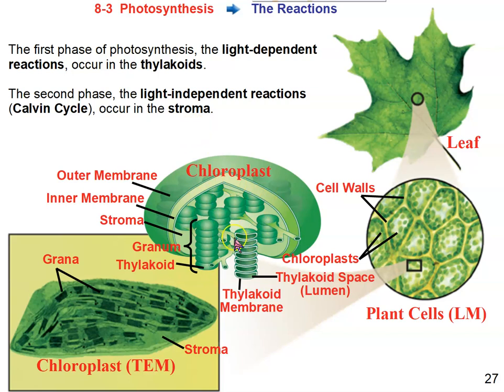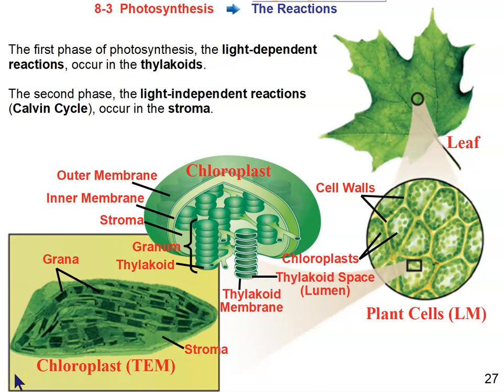So they occur in that fluid-filled space that surrounds the thylakoids, or surrounds the thylakoid membrane within the chloroplast. So that means that the thylakoid membrane is where you can find pigments to absorb the energy of light, like chlorophyll. So the pigments are found in the thylakoid membrane, making up the thylakoids, because that's where light energy needs to be absorbed in order to carry out the light-dependent reactions.